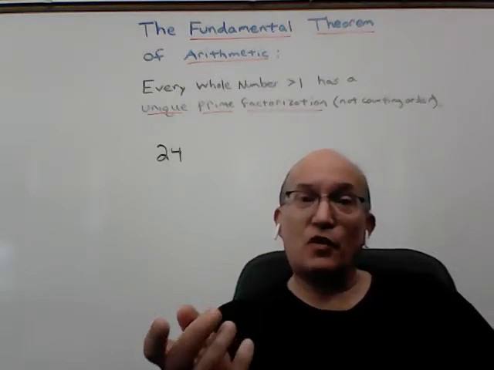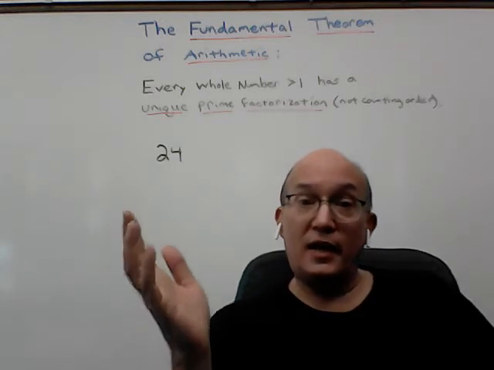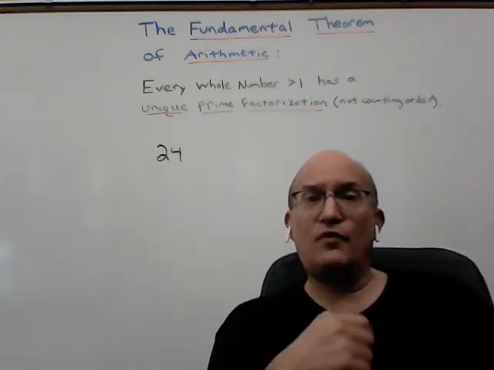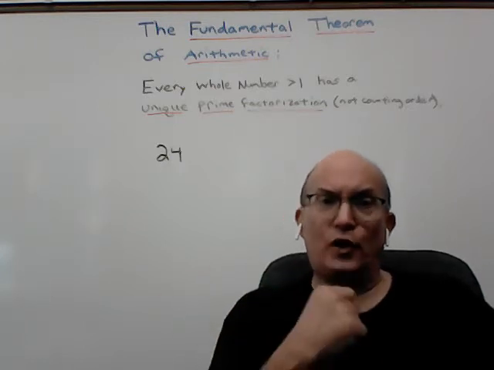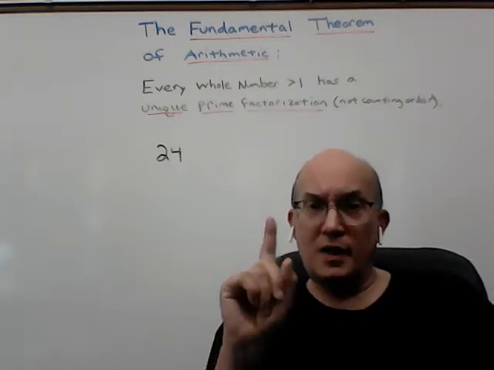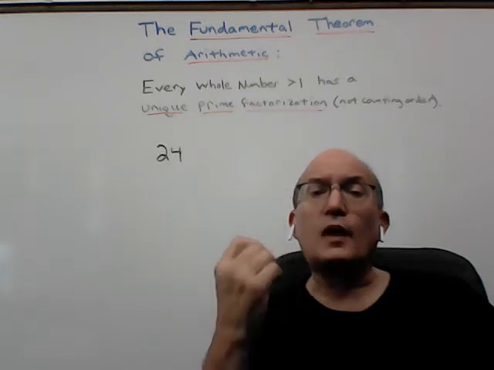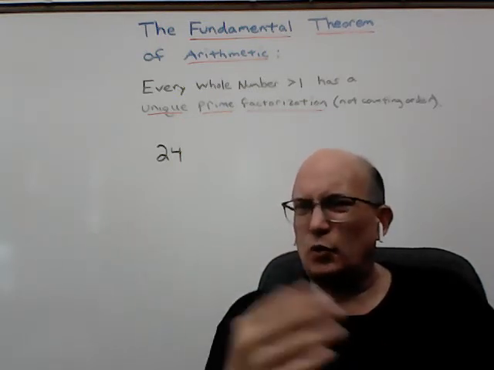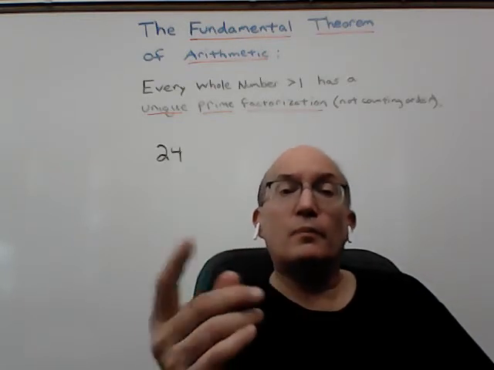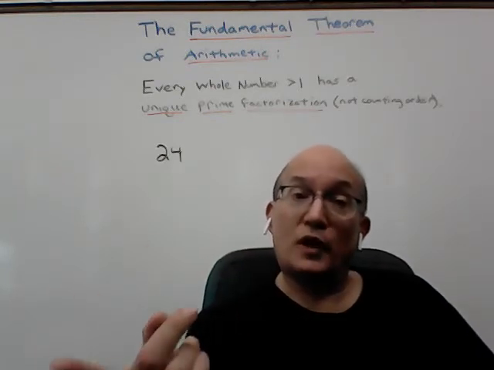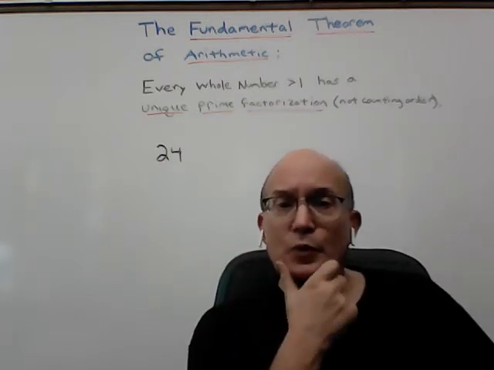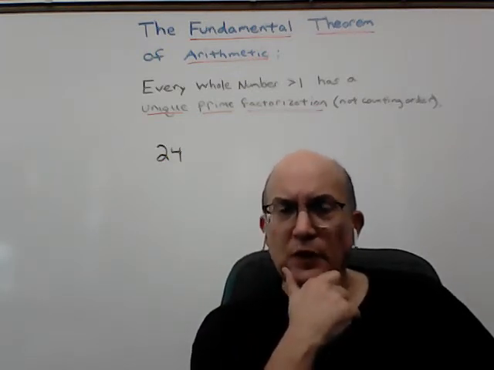And the fundamental theorem of arithmetic says that every whole number greater than 1 has a unique prime factorization, not counting order. Unique means only 1. So now we have to understand what this prime factorization is all about. Well, we've already talked about what the factors of a whole number are. And I decided to start with the whole number 24.